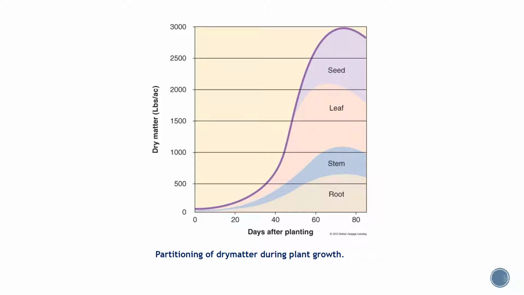If we were to go take samples of these different stages, you can see the root, stem, leaf, and seed on this graph. That's the days after planting, from 0 to 80 or 85, and on the left-hand side is the dry matter in pounds per acre. So obviously, as the days go on after that seed is planted, the plant is going to reach a lot more of those pounds per acre.